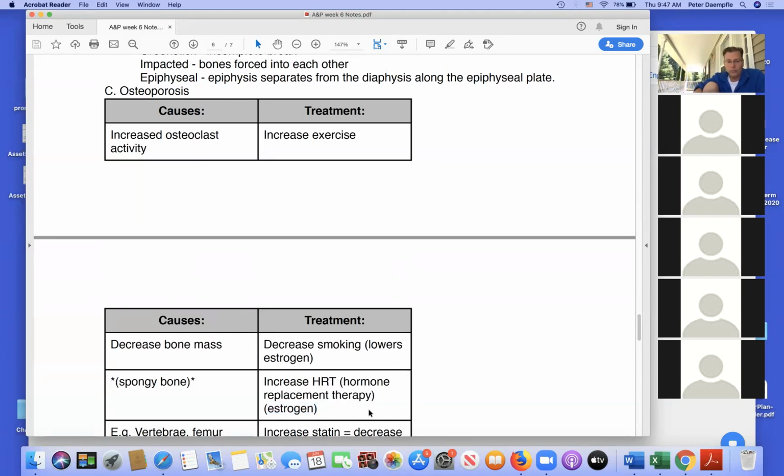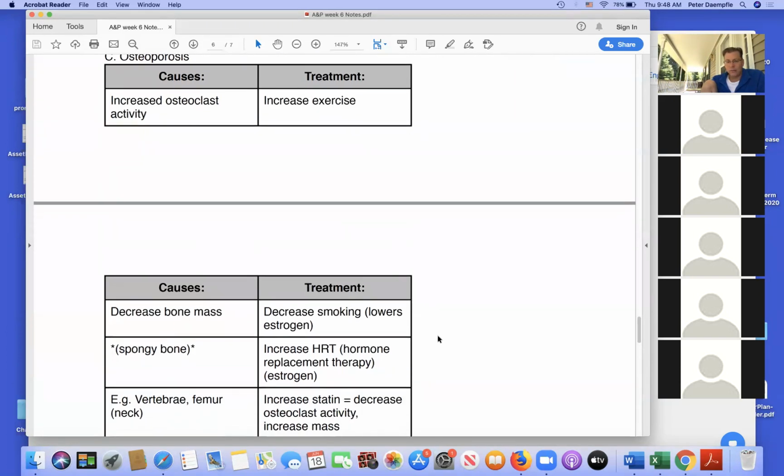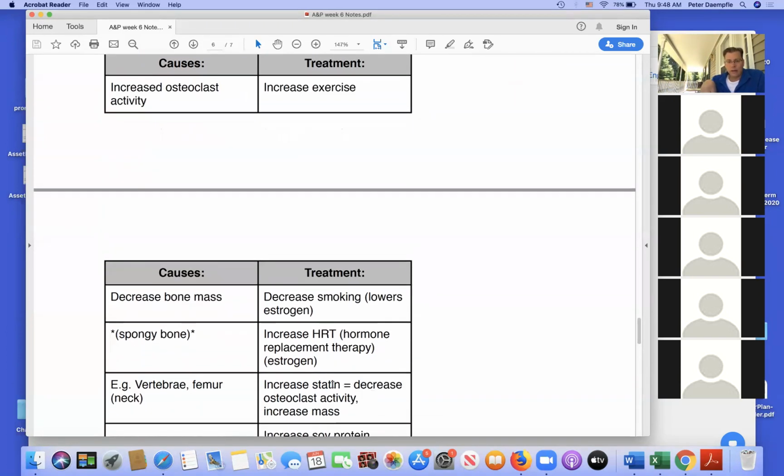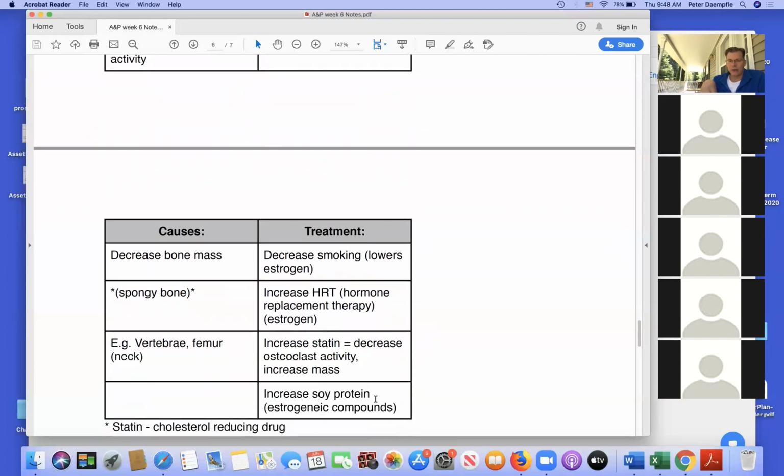They tried hormone replacement therapy, and that led to more breast cancer and other blood clots, and it wasn't the best treatment in that regard. They still do HRT, hormone replacement therapy, but not the best. Smoking lowers estrogen, not great. Again, lowering of estrogen means bone thinning. There's some evidence that statins or cholesterol drugs decrease osteoclast activity. In other words, increase mass.